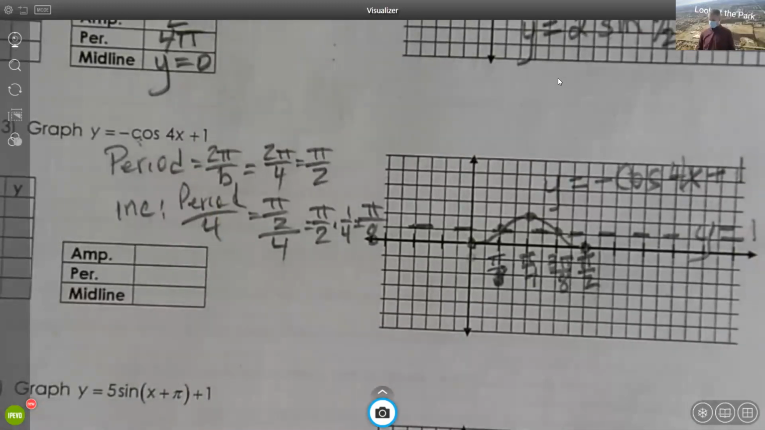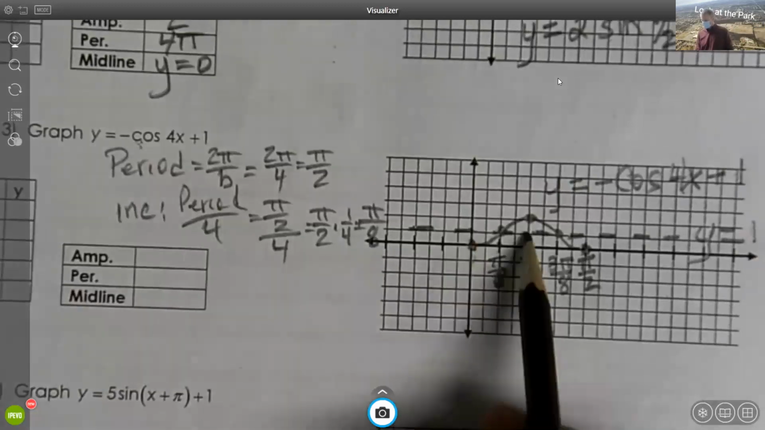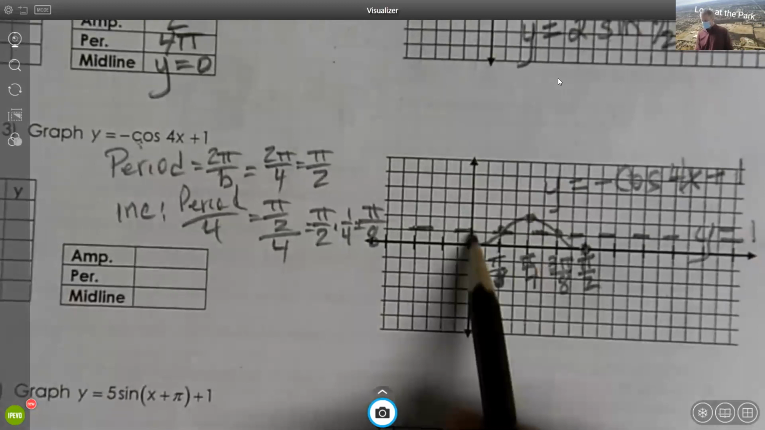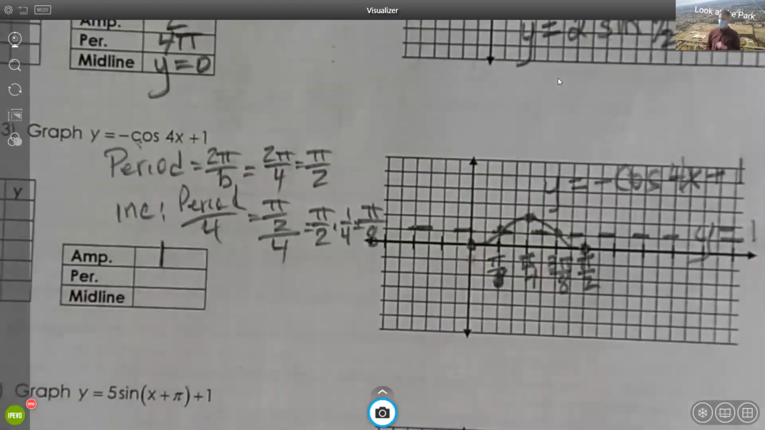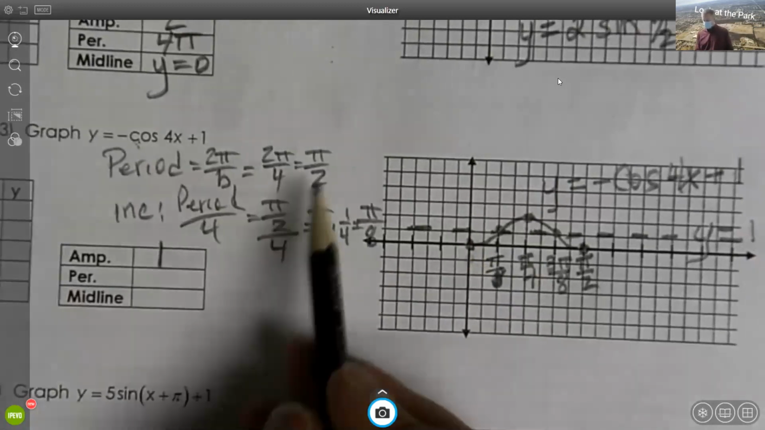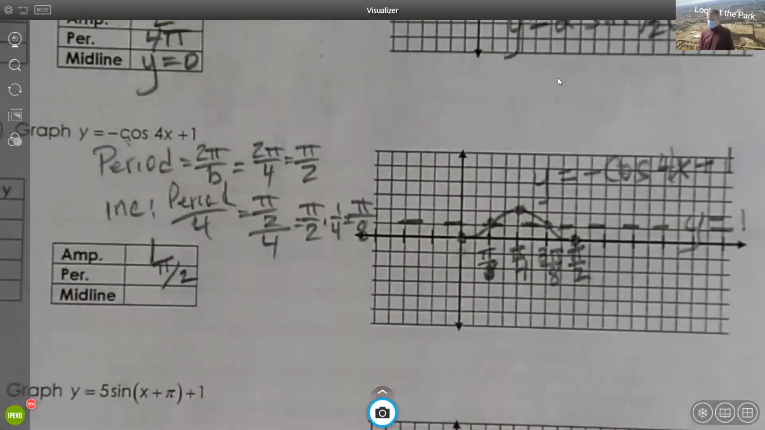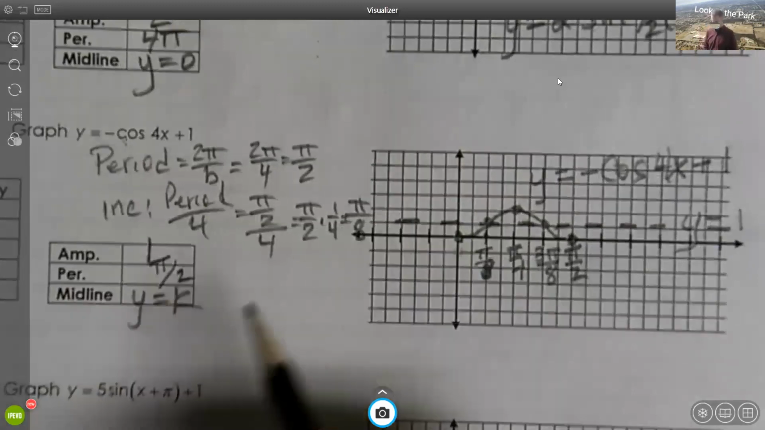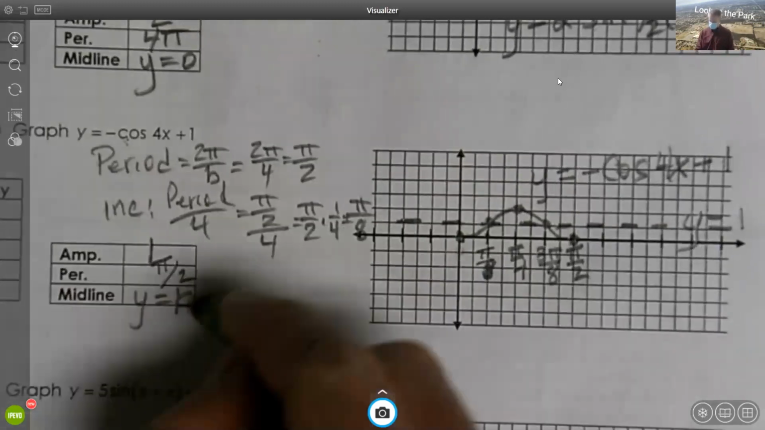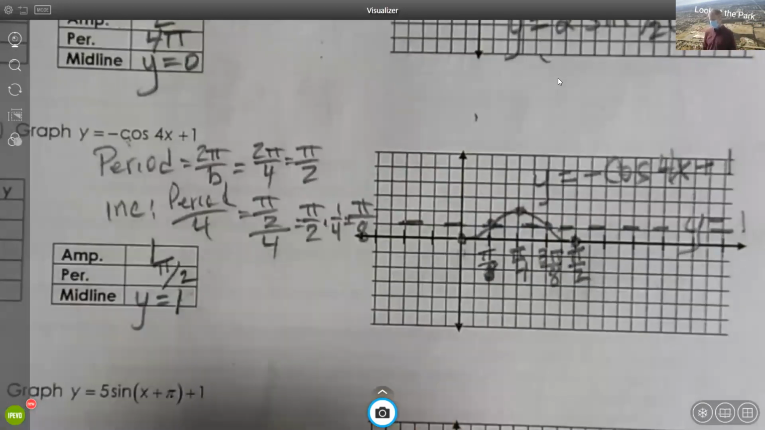The amplitude we saw is the distance from the midline to the maximum or the midline to the minimum. That is 1. It's the absolute value of your a. The period, we already calculated that. That was pi over 2. And the midline, that's your k value, y equals k. That is y equals 1.